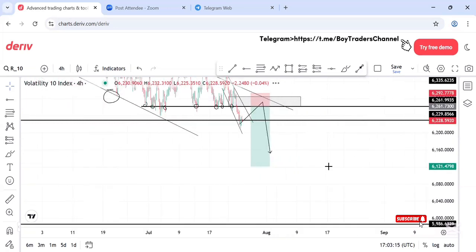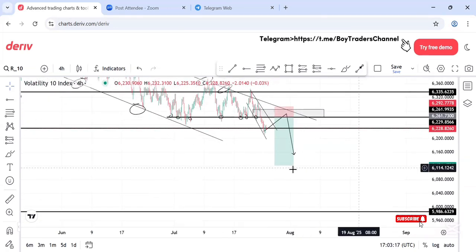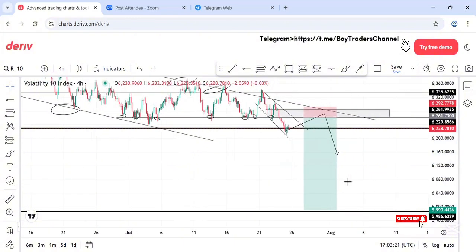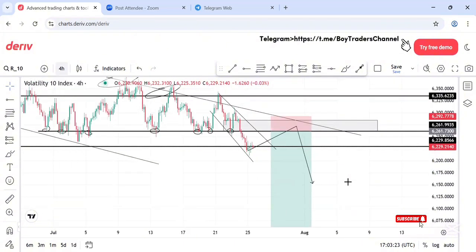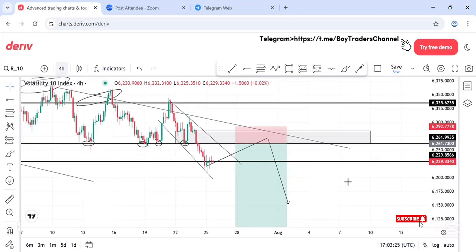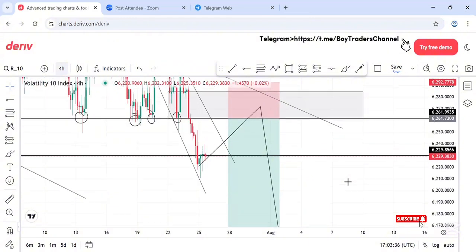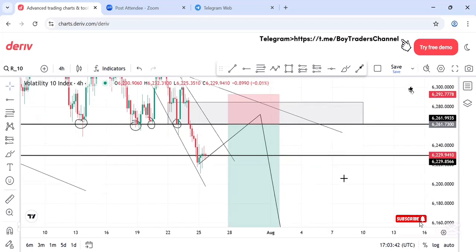And remember, the projection is for a long-term sell to this point, yeah. So this is a swing trade view on 10 index. But as day traders, we look out for short-term trades. We just have to go lower to look out for an entry point that aligns with this general projection, which is a sell, a long-term sell expected here.